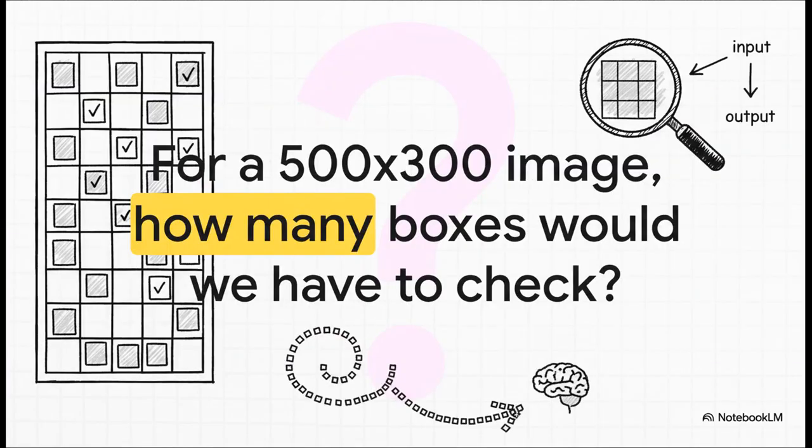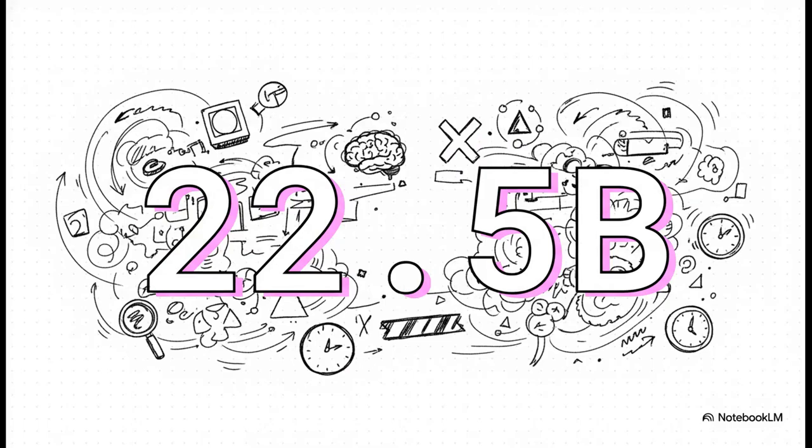It sounds thorough, right? But let's really think about what checking everywhere means. For just a typical, not even that big image, say 500 by 300 pixels, how many boxes do you think we'd have to check? The answer is 22.5 billion with a B. Trying to run a powerful AI model 22.5 billion times just for one picture? No way! It's just computationally impossible. It would take forever. So that brute force idea was a complete non-starter.